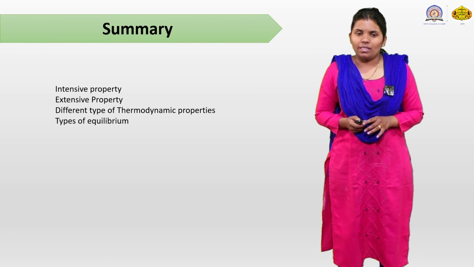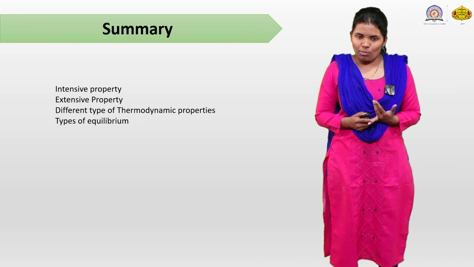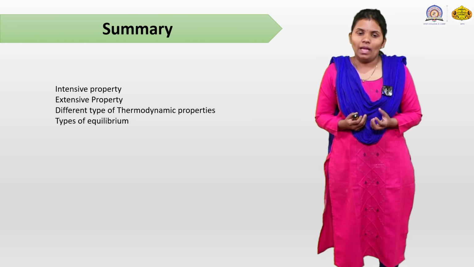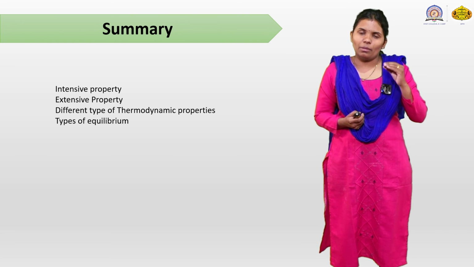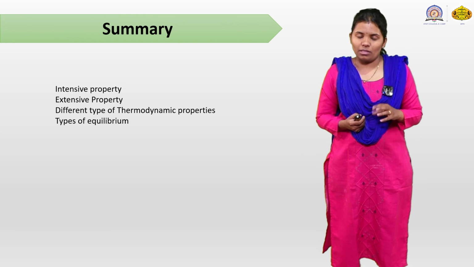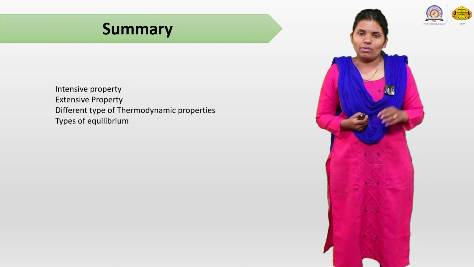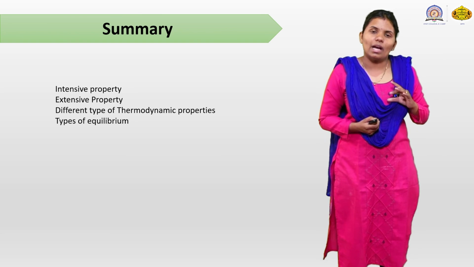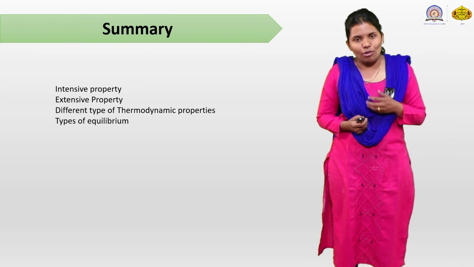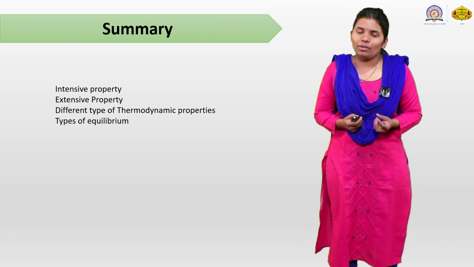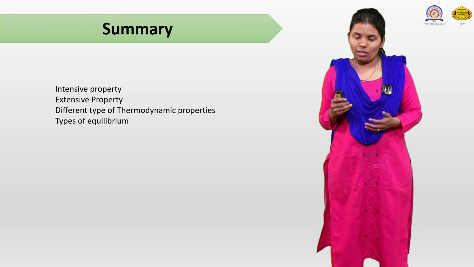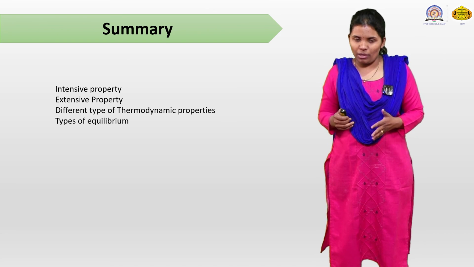So today we have seen the intensive property, extensive property, different types of thermodynamic properties, and types of equilibrium. In that we have seen chemical equilibrium, mechanical equilibrium and thermal equilibrium, and different types of thermodynamic processes. In that we have seen the isobaric process where the pressure remains constant, the isothermal process where the temperature remains constant, the isochoric process where the volume remains constant, and the adiabatic process where there is no heat exchange. So these are all about the different types of thermodynamic processes and types of equilibrium.